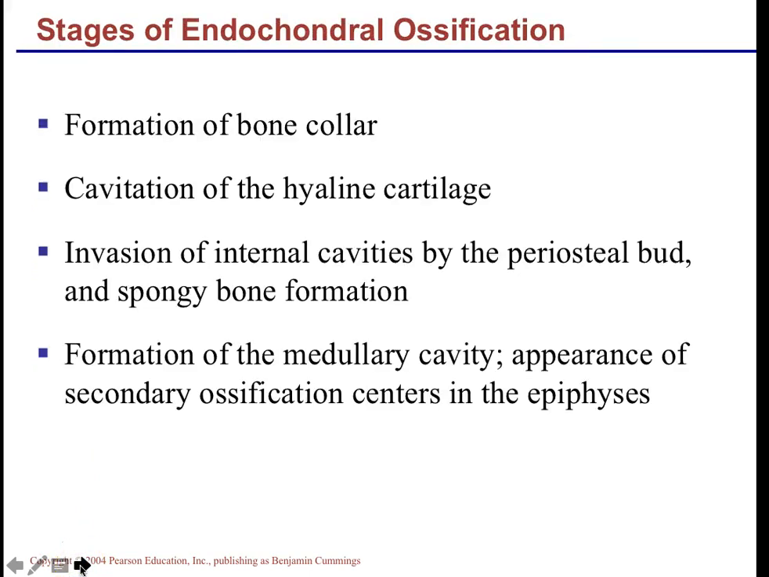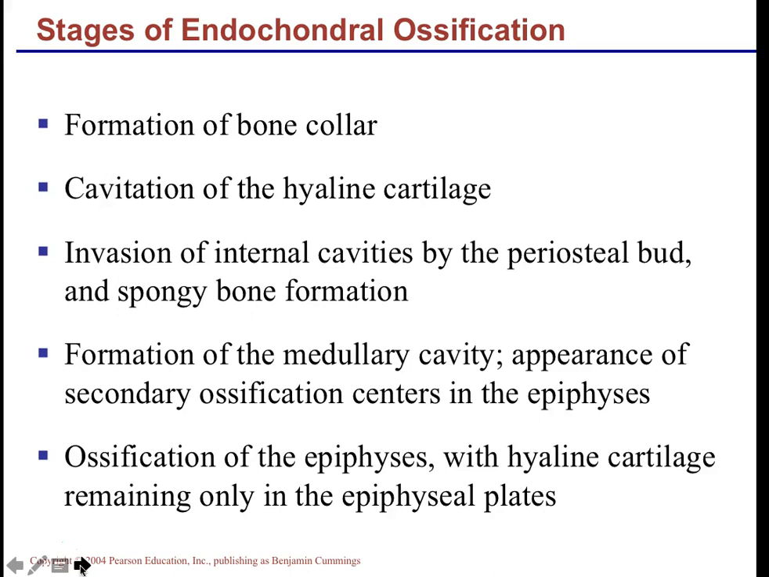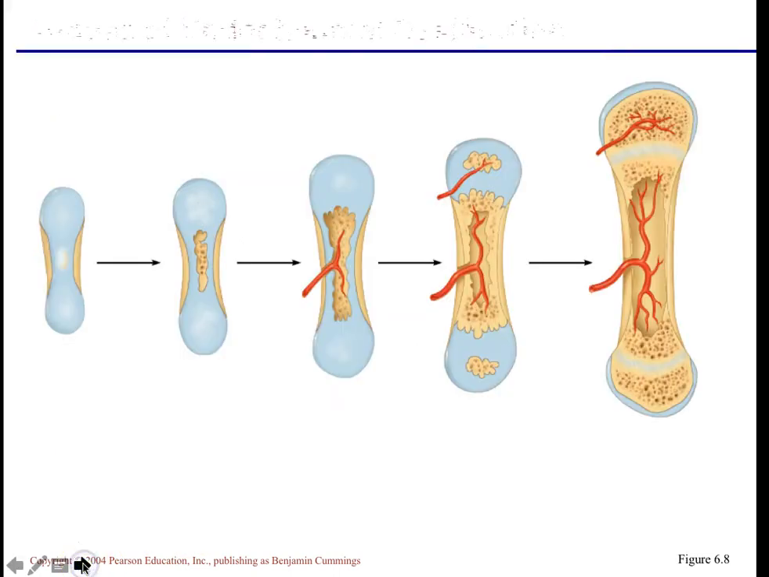So here are the stages that I'm going to simplify. It says formation of bone collar, cavitation of the hyaline cartilage, invasion of the cavities by the periosteal bud, and spongy bone formation, the formation of the medullary cavity, the appearance of secondary ossification centers in the epiphysis, and the ossification of the epiphysis with hyaline cartilage. And the only thing that has remained is the epiphyseal plate. So I get to translate all of that.